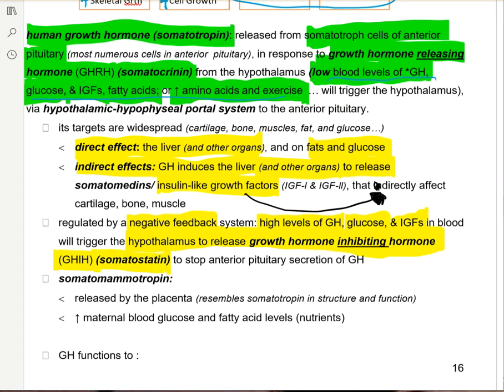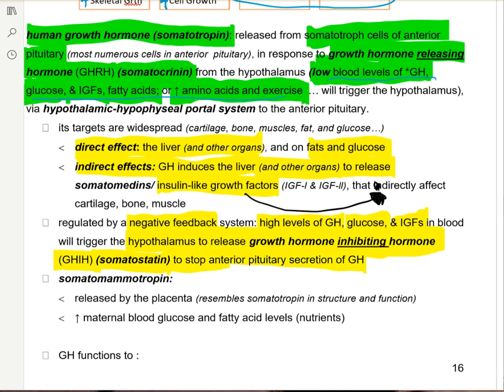And this one's kind of an important one because we'll see this one show up another time, when we get to thyroid. So it's good to remember this one. So what GHIH will do is stop the anterior pituitary from secreting the growth hormone. And this is up above.